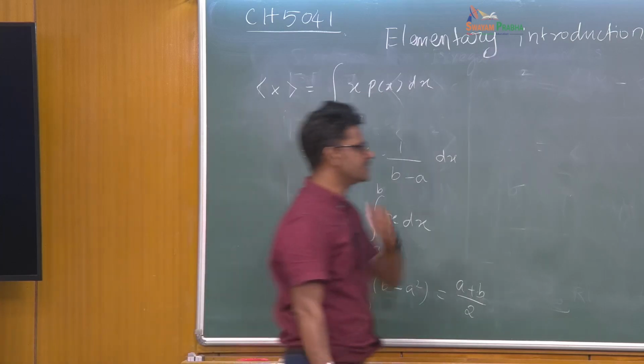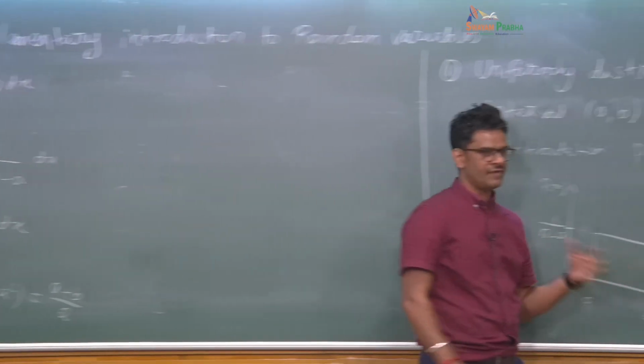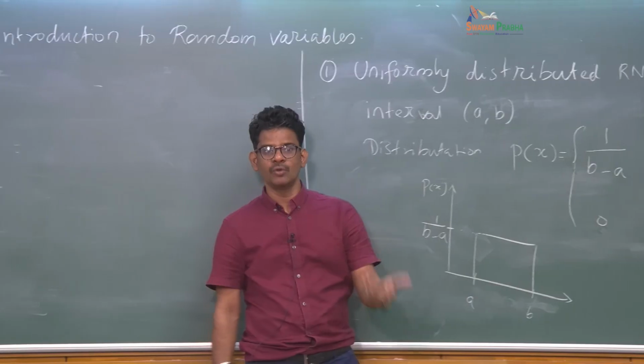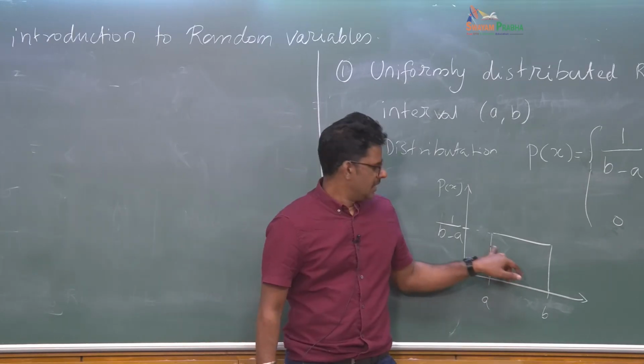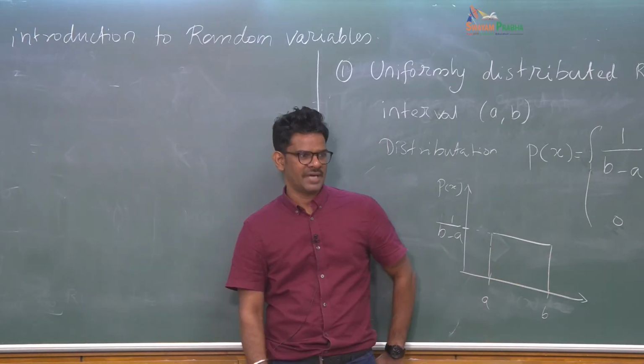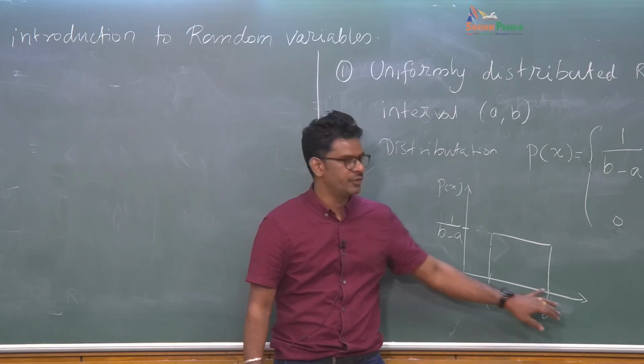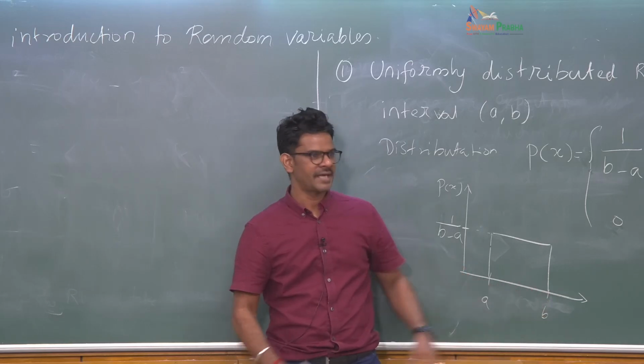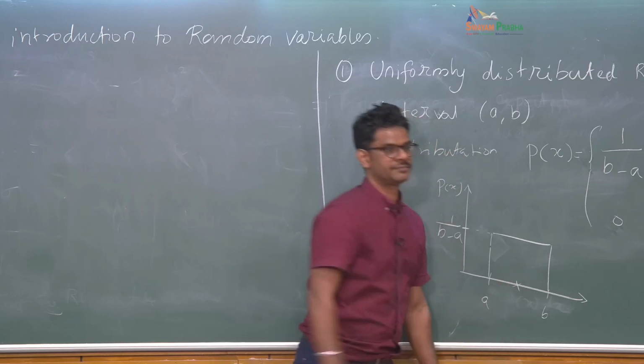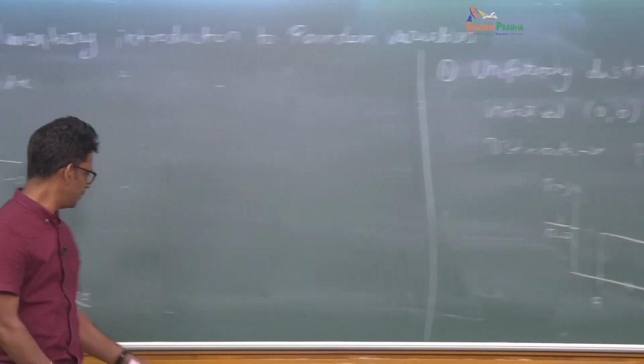What it means is, if you have a random number generator, we will see how to generate random numbers, and you generate thousands of random numbers, you will see they will be distributed in this range, and then the average will always be the midpoint here. So that's what this means.